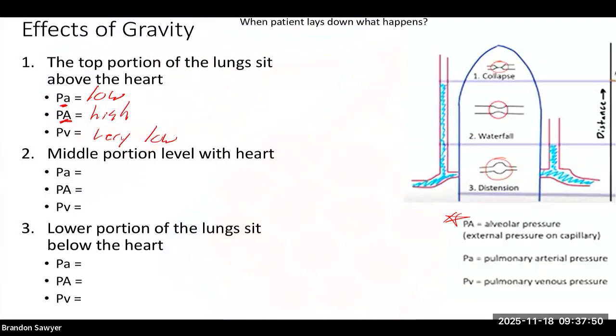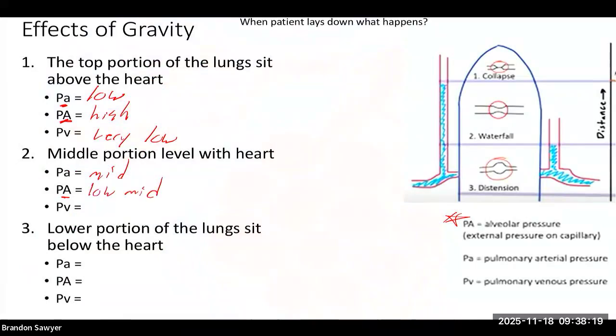Then we go to the middle part. This will be level with the heart, so the heart is just pumping the blood directly in that direction. The pulmonary arteriole pressure here is a mid-range pressure, so we can say mid. The alveolar pressure here is low to mid.